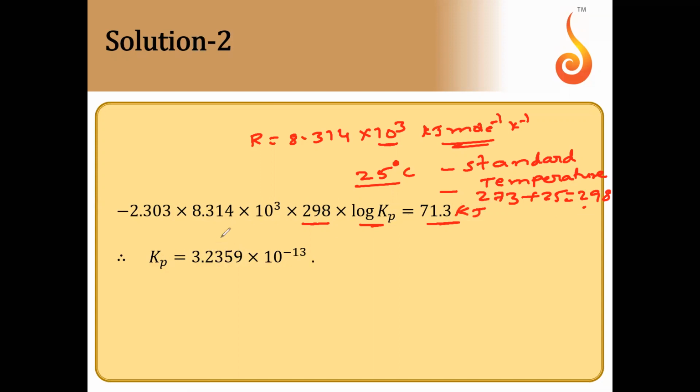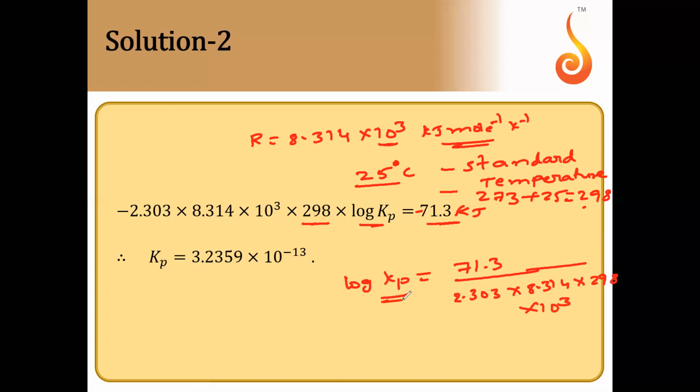For this, first we have to find log Kp, which is equal to 71.3 divided by 2.303 into 8.314 into 298 into 10 to the power of 3. Minus and minus get cancelled because both sides are negative. By calculating this, you will get the log Kp value. Then Kp is equal to the anti-log of this value.